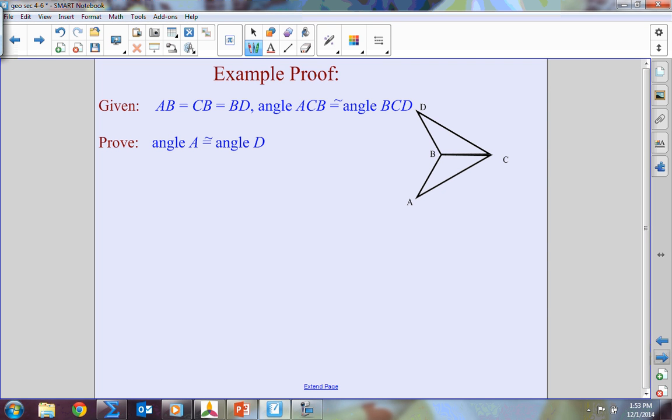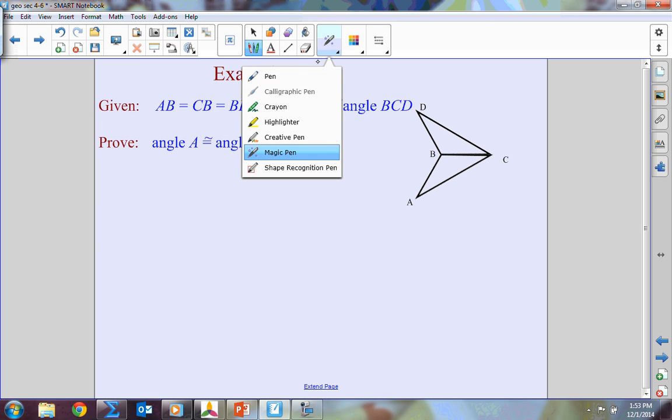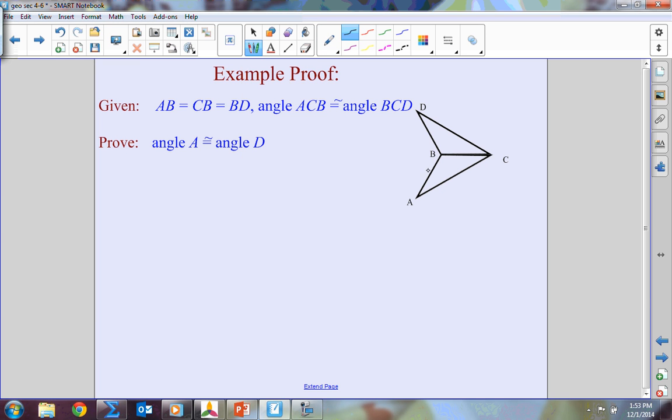Alright, let's go on. Example proof. I know that the distance from A to B is the same as the distance from C to B. So let's mark this stuff up because that's a lot. So A to B is the same as C to B. And that's the same as B to D. So I want to prove that angle ACB, that's that angle, is the same as angle BCD, that's that angle. Okay, shouldn't be a big deal.